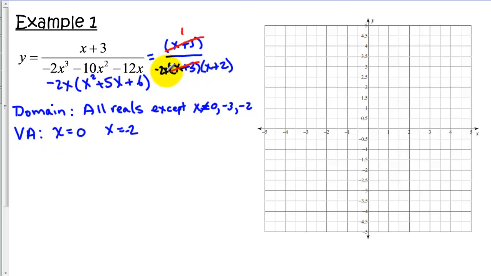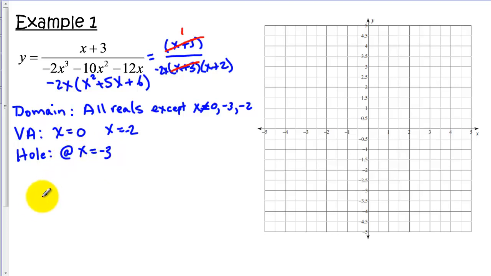Places that make both the numerator and denominator equal 0, so that would be this x plus 3 before we canceled it out, that will be where there's going to be a hole. So when we draw our graph, we have to put a hole at x equals negative 3.